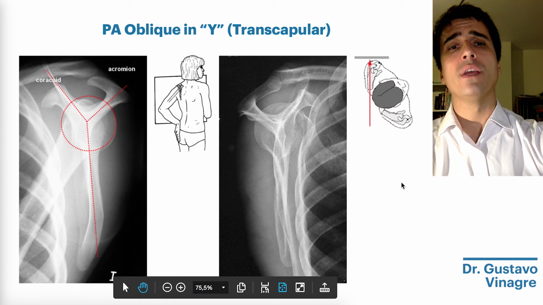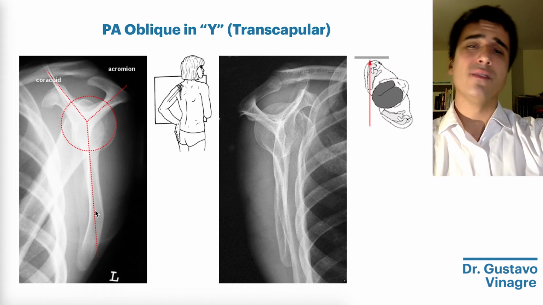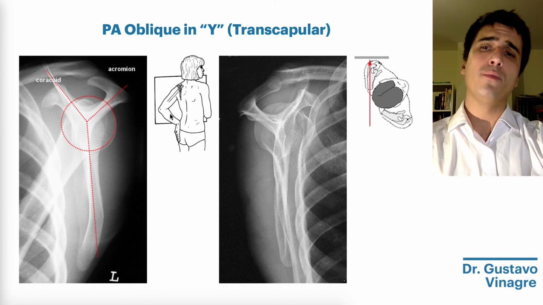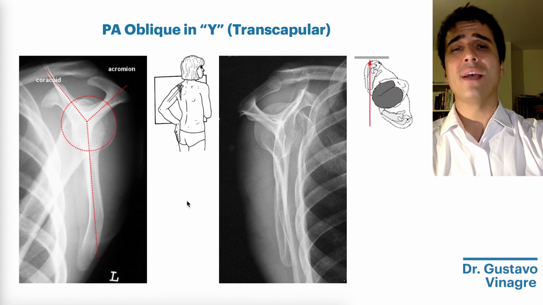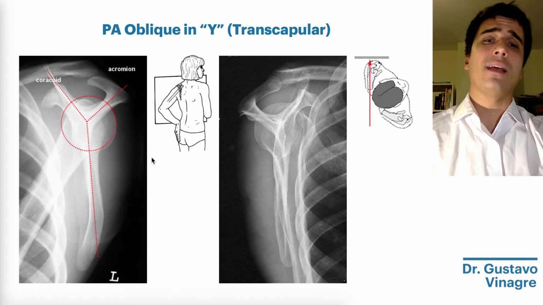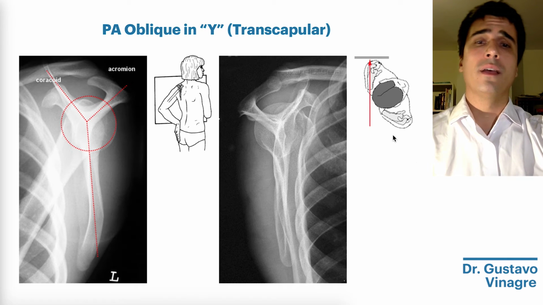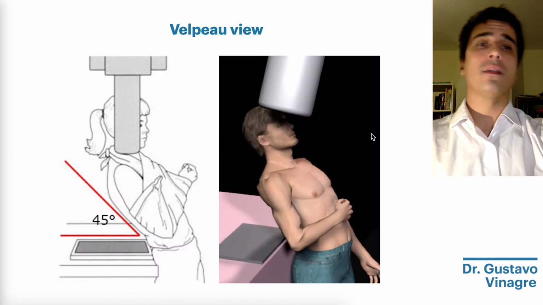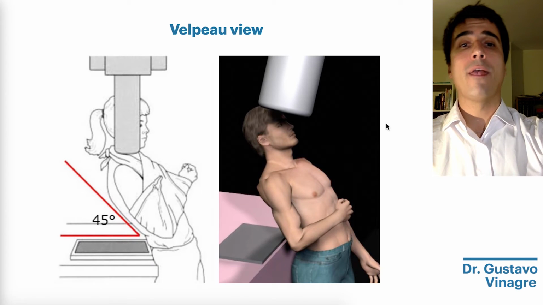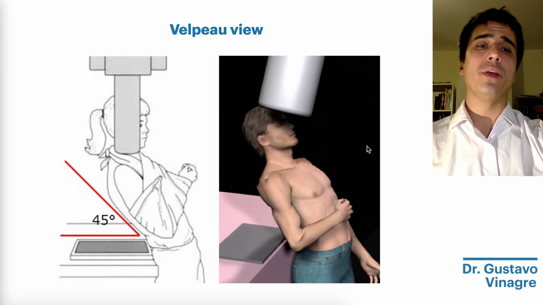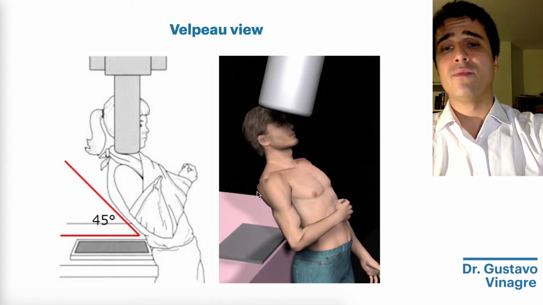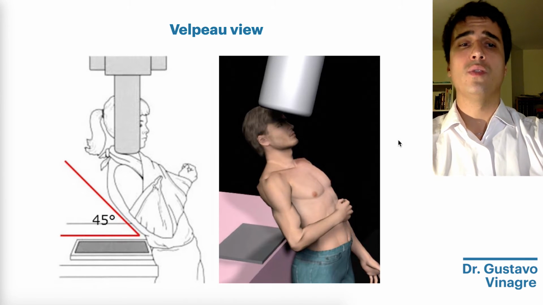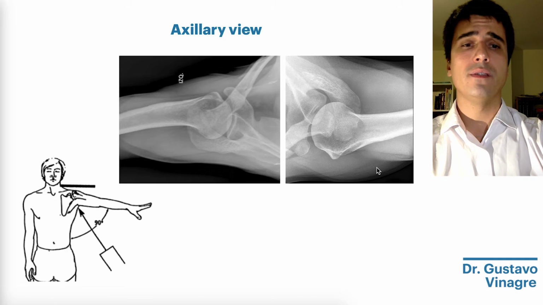The PA oblique in Y or transscapular is a view where you can see the whole scapula, so it's very useful in some scapular fractures. You have to ask the patient to put his hand on the buttock or on the back to see all the scapula, and here you can see another possibility. Okay, so the Velpeau view: when you have a patient in a sling with some fractures and you want to evaluate the patient, you ask him to lean back 45 degrees, and you can do this view.